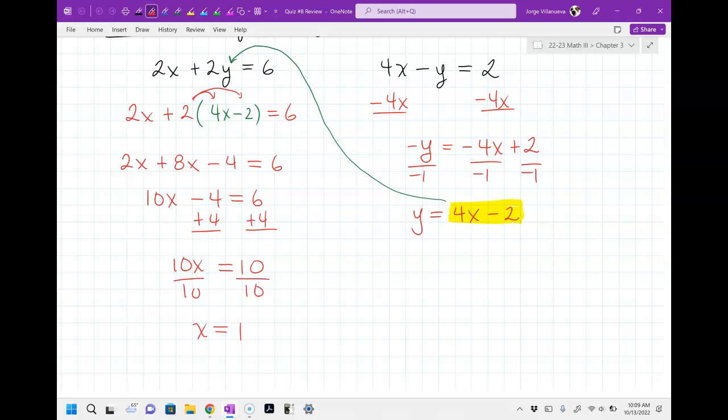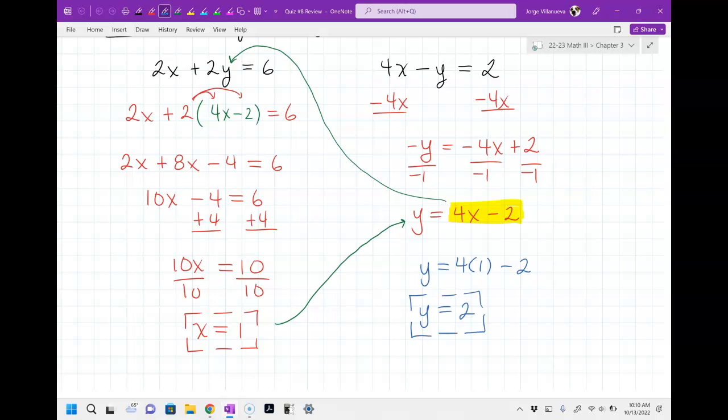Now remember what I told you guys. Do not take this as your solution and run. I wrote this in the beginning of section 3.2 notes. I said, every system of equations solution is a point. I just found half of the point, the x value. I got to find the y value. But that doesn't take too much longer. I'm just going to plug it back into that one. I'm going to let x equal 1, plug it in, and then I'll solve. So y equals 4 times 1 minus 2. Well, 4 times 1 is 4, and 4 minus 2 is 2.